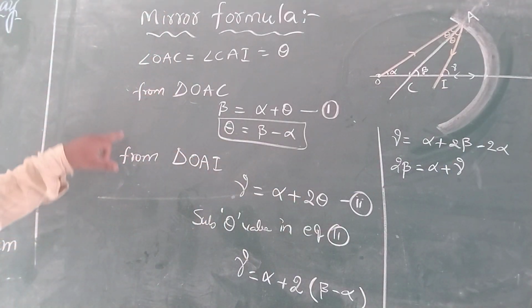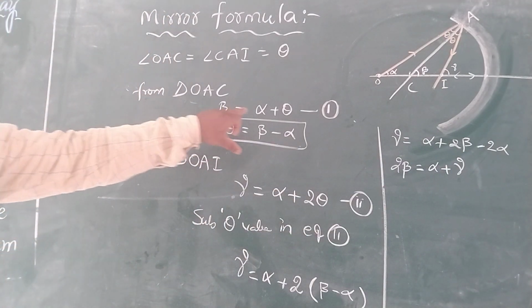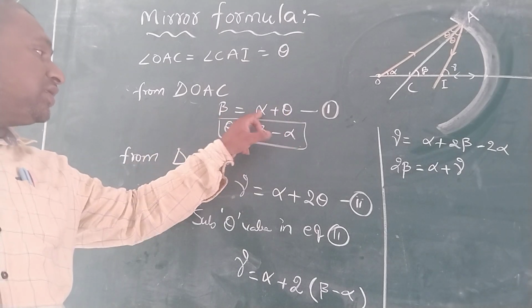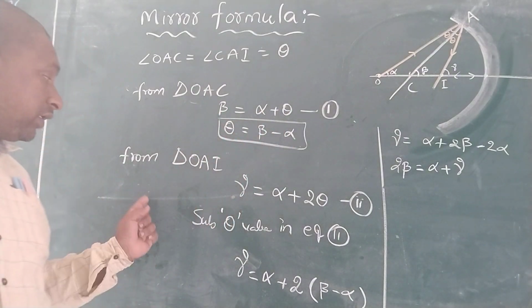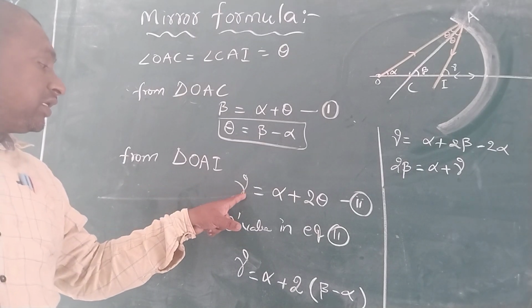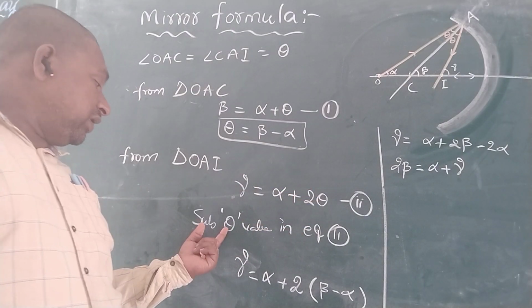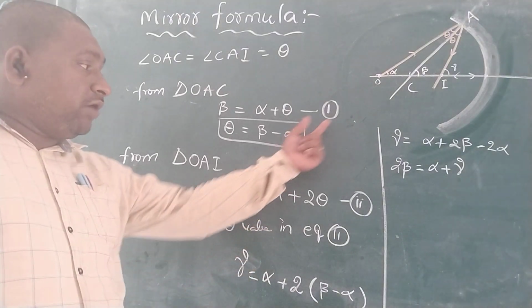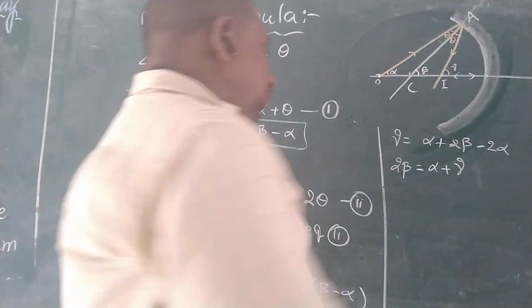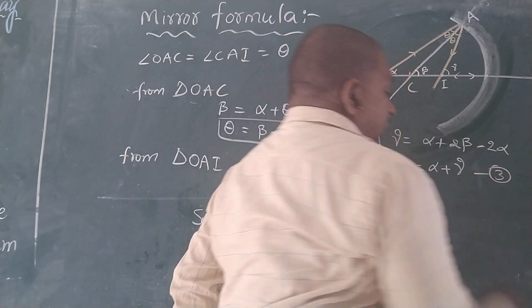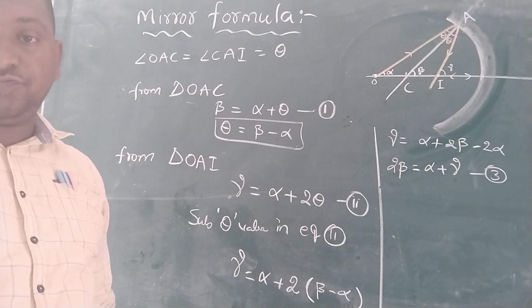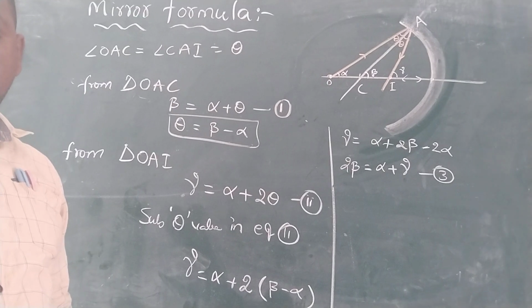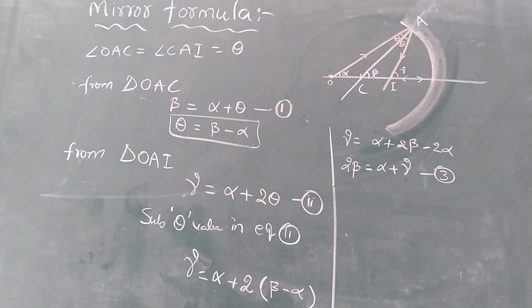Is it clear? From the first triangle we have written that the sum of the two internal angles is equal to the external angle. This is the theta value obtained from equation 1. Later from triangle OAI, the external angle is equal to the sum of two internal angles and the theta value is substituted in this, and finally we get equation number 3. Just let me turn this for visibility. Later, what do we have to do?